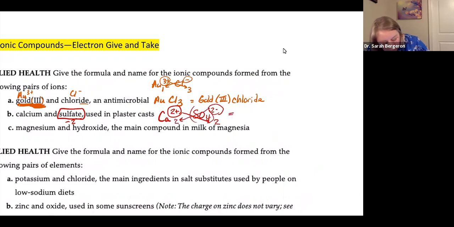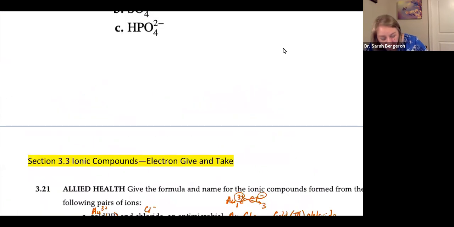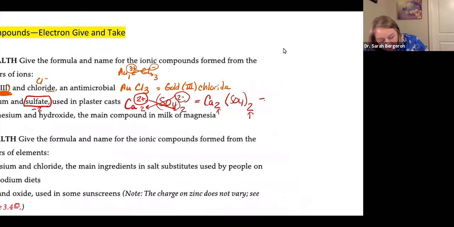So let's rewrite it: Ca2(SO4)2. Now what do you notice? You can reduce these subscripts. So we need to reduce them and rewrite it: Ca, there's only 1, SO4, and there's only 1. So you should recognize that now you do not need those parentheses. Just be careful that you reduce, and if you have a polyatomic with a subscript, you put that polyatomic in parentheses, but if you end up reducing it, you take off the parentheses.